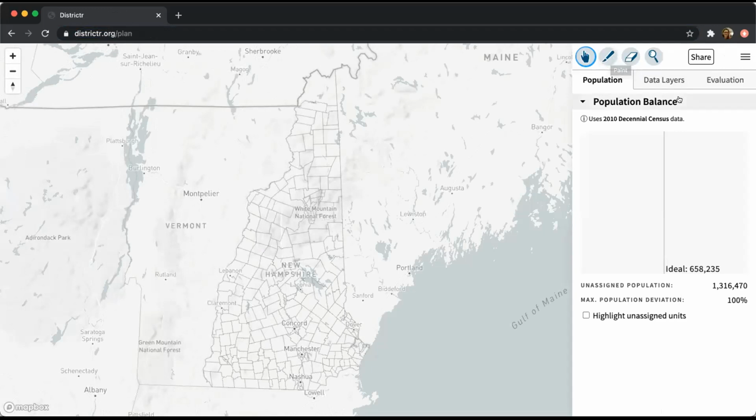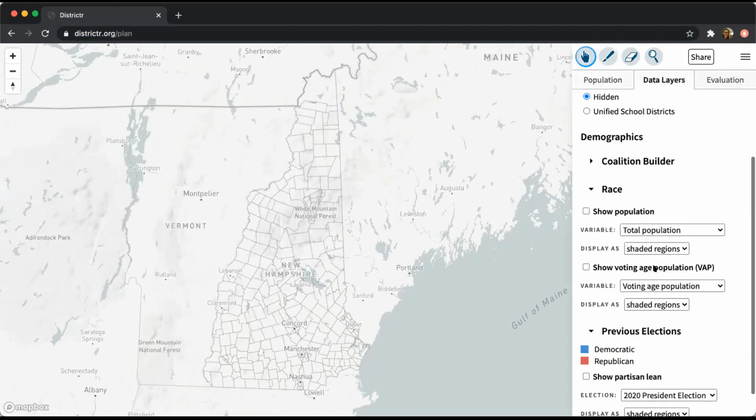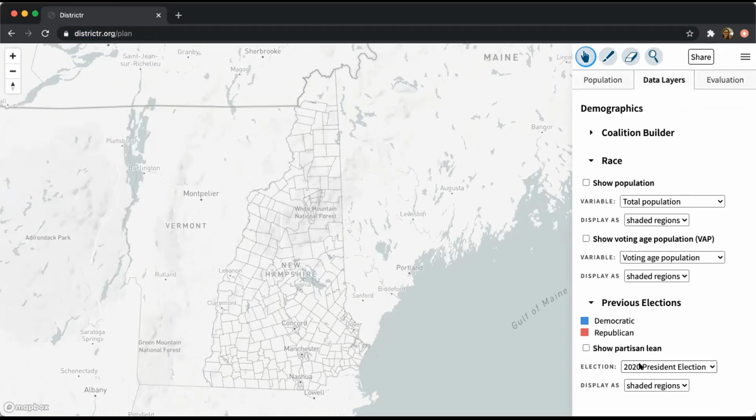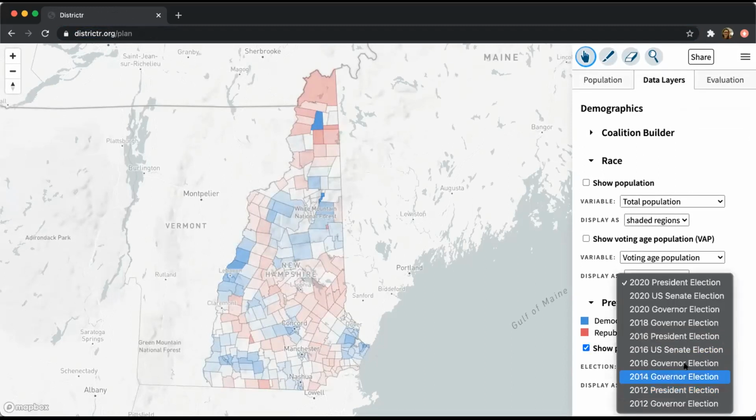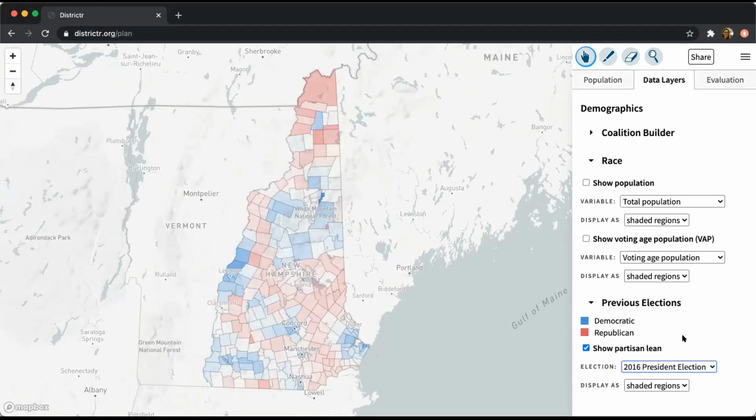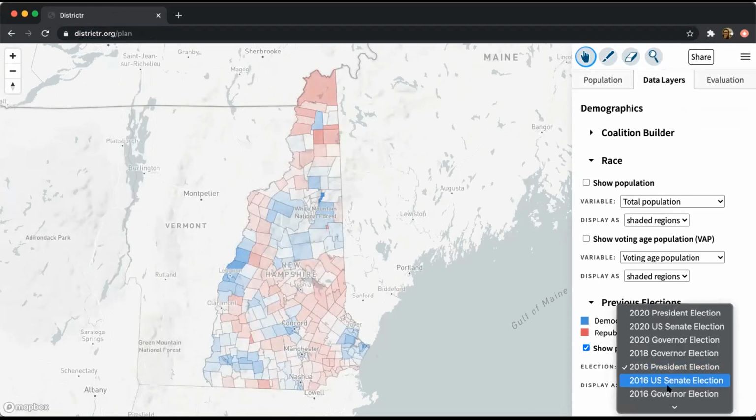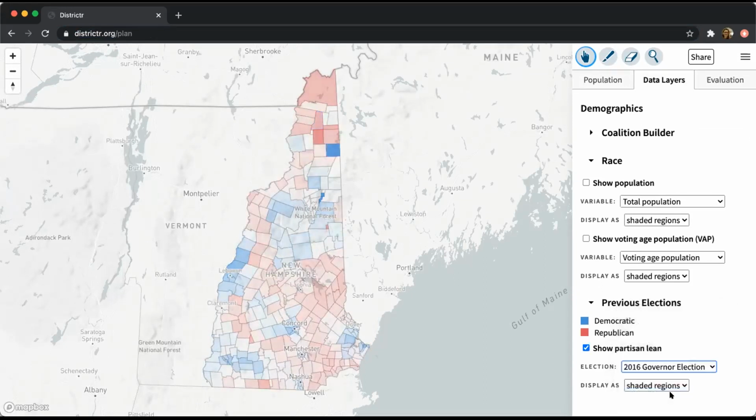So this is the state of New Hampshire. We can put some information on here. Like for instance, we can look at the 2020 presidential election. These are how each precinct swung, like a little to the red or a little to the blue. We can change our elections. Here's a previous one. That one looks like it was a little bit more red. The governor, it's a little bit more white. I mean, a little bit more of a tie.